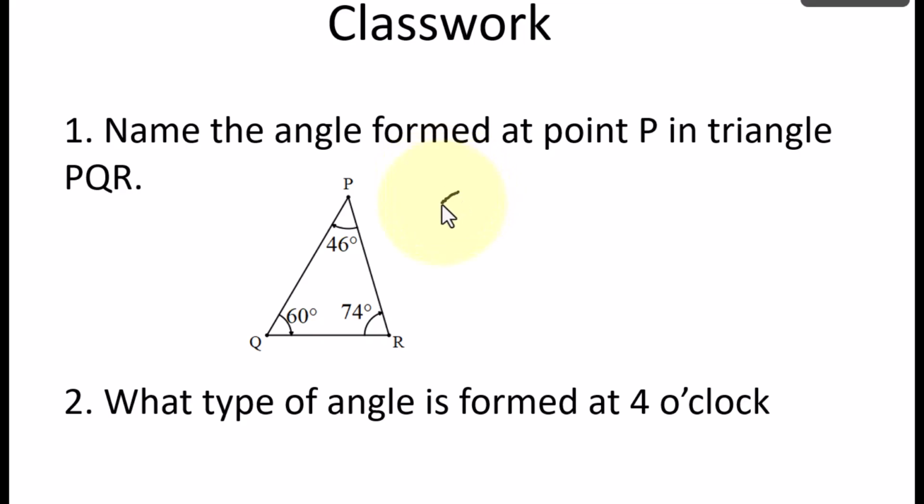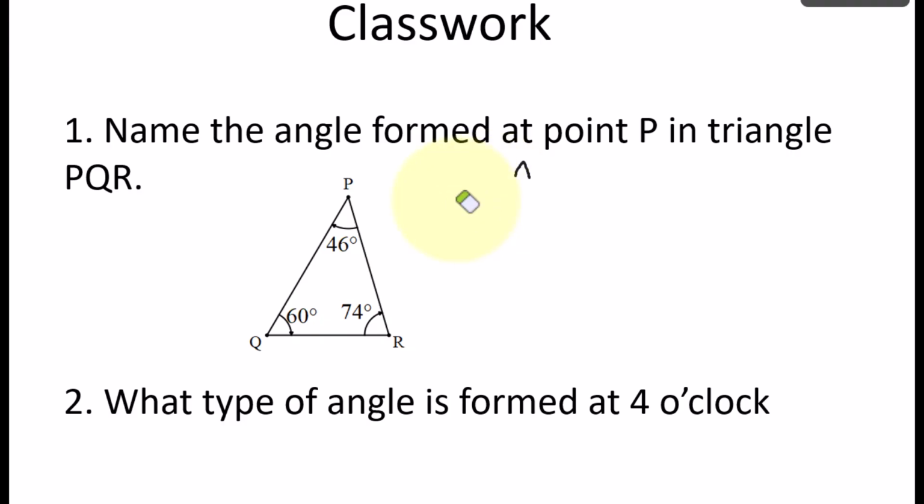Then make sure you put the symbol. You either use this symbol for angle, or you go to the vertex, you put this one at the vertex. So please take note of that. That is all. Then when you are through with that, now what type of angle is formed at 4 o'clock? So when the time is 4 o'clock, what is the angle? Just write the angle down. I've already demonstrated this using the applet before. So you have the applet already with you. Click on the link, open it. You can use it to understand the lesson.